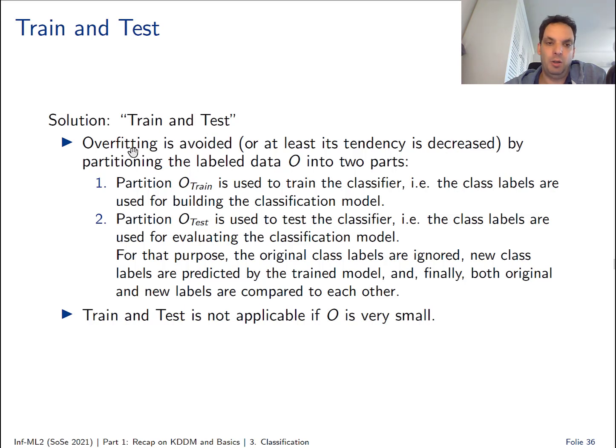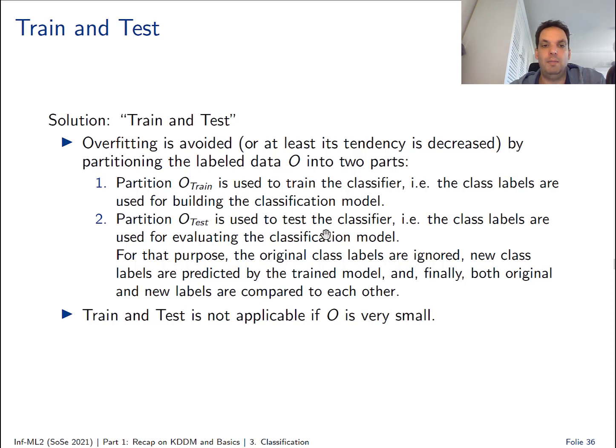Overfitting is avoided, or at least its tendency is decreased, by just partitioning the labeled data into two parts. We will later see that we even use 3 parts, but so far train and test says use 2 parts, one for training, one for testing. One partition is used to train the classifier, so the class labels are used for building the classification model. The second partition, the test set, is only used for testing the classifier. It's not used for training. So the class labels are used for evaluating the classification model.